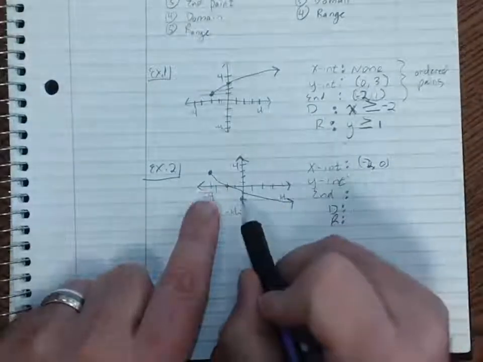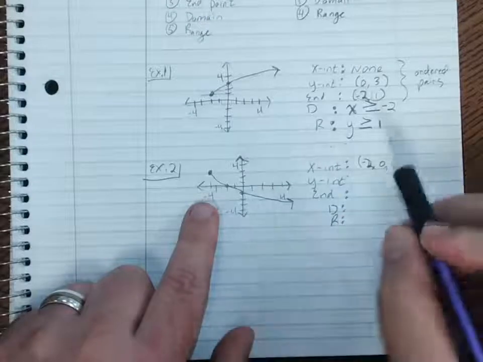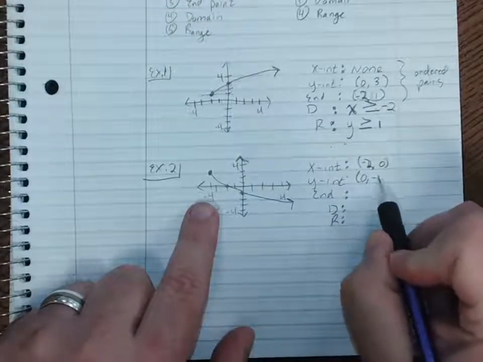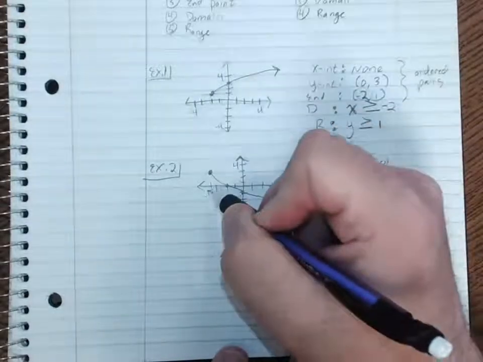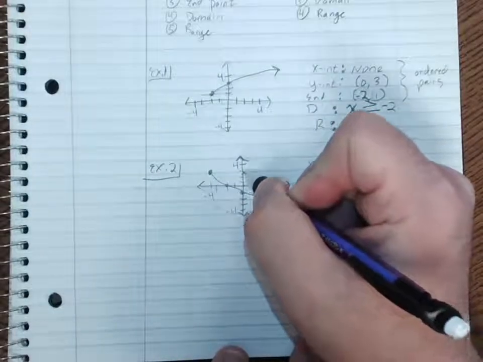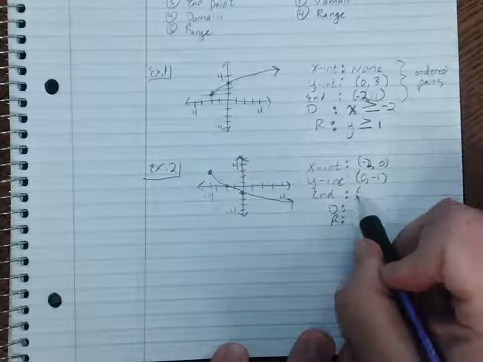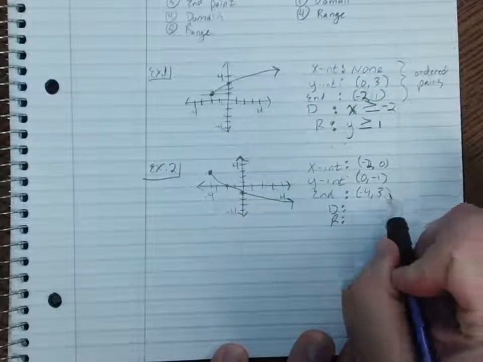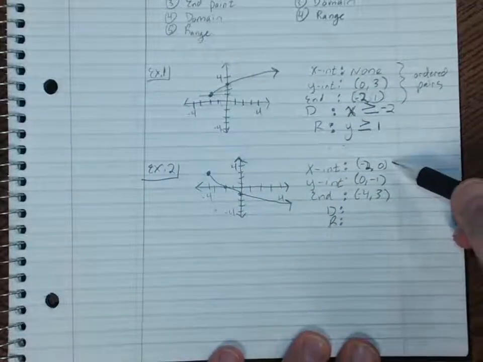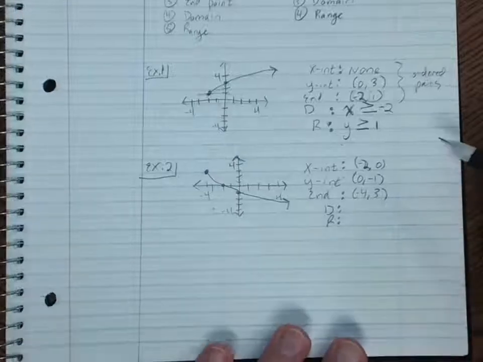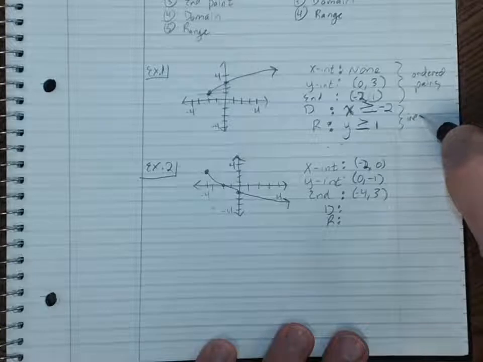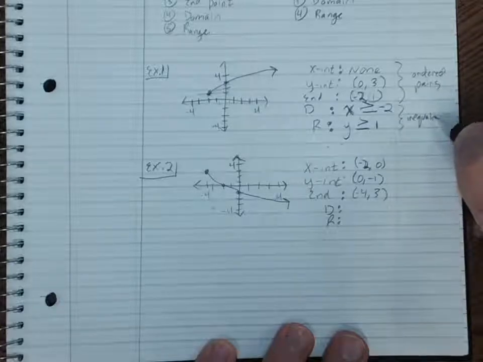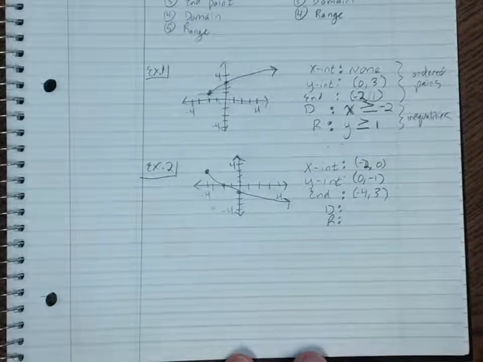Then our y-intercept is here. It crosses at 0, -1. And then the endpoint is here at -4, 3. Again, these are all ordered pairs. By the way, I didn't mention this before, but if you'll note, the domain and the range are inequalities. Kind of important to remember.